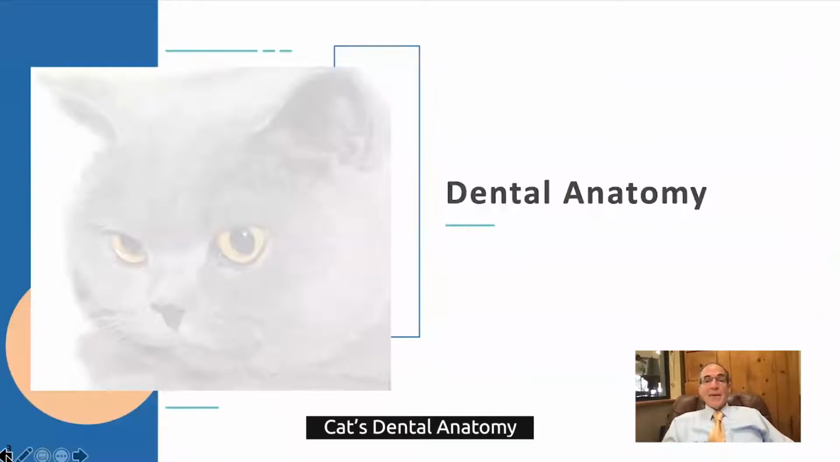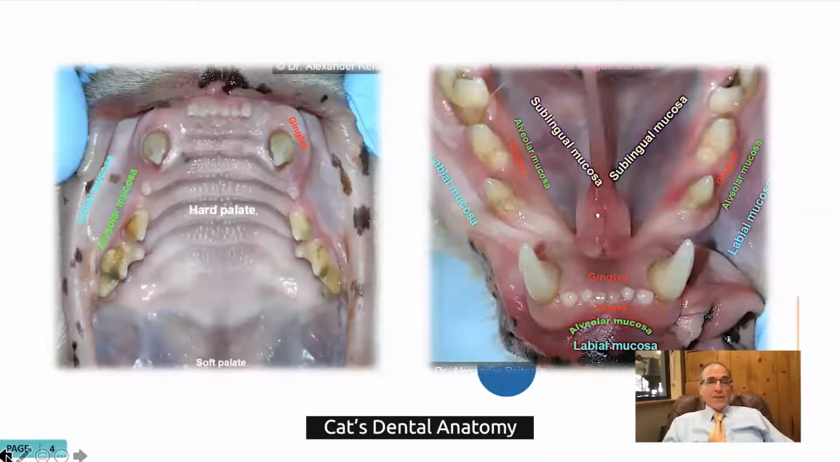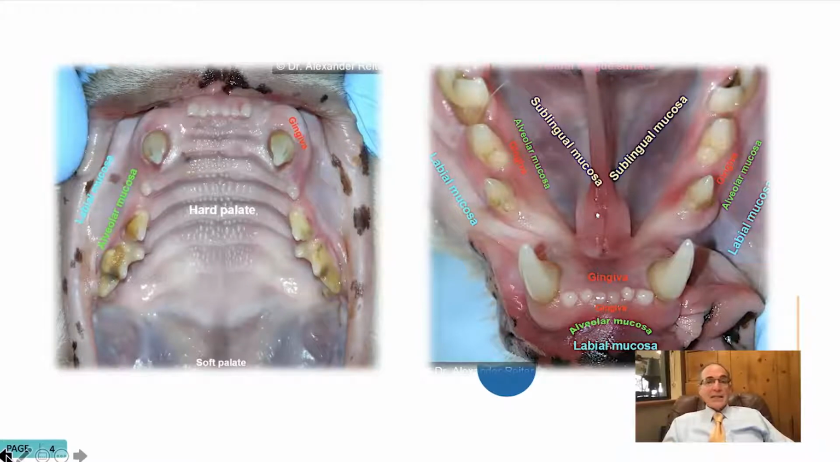Let's start with anatomy. Cat anatomy, the first most striking thing is cats have a lot less teeth than dogs have. Cats have 30 teeth compared to dogs that have 42. And here's a picture on the left of the hard palate and the soft palate, and on the right, the sublingual area. And the sublingual area is made of the sublingual mucosa, the alveolar mucosa, gingiva around the tooth, labial mucosa, and this goes all the way around. And this is actually top and bottom.